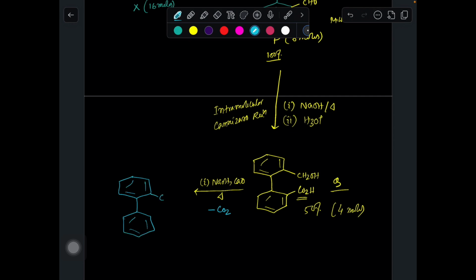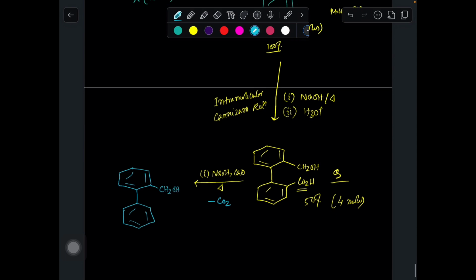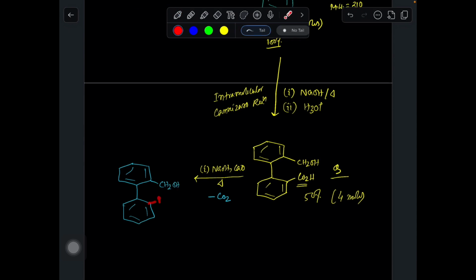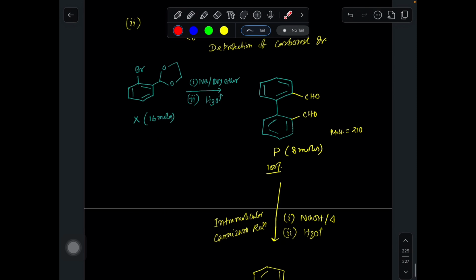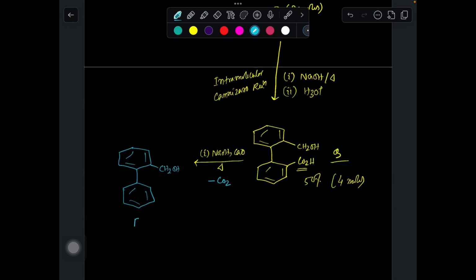That is CH2OH as it is, and this one minus CO2. Here this hydrogen is here, so CO2 is released from this. So it is Q, and after this Q it is R. And here also 50% is given. That means now here it is 2 moles.